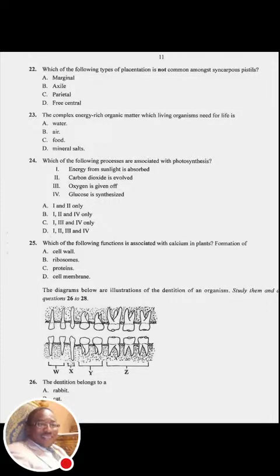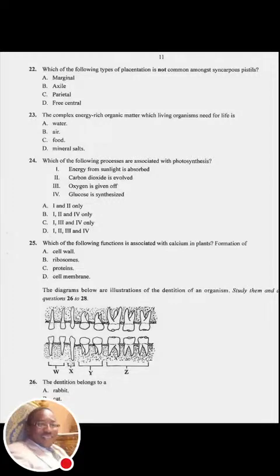Now let's look at the options. Which one is not common among syncarpous pistil? Marginal placentation is ovules arranged along only one edge of the ovary. Axial is around a central axis, and you find that in orange. Parietal is around the edges, as you find in the seed arrangement in purple. Free central is centralized. Marginal, you find in bean pod. So the correct answer in this case is that marginal placentation is not common among syncarpous pistil.